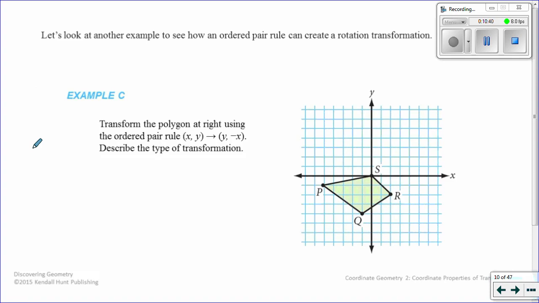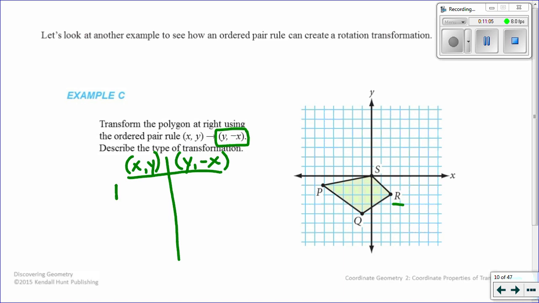So let's just take a look at one more. I'm going to transform using this rule. This one's a little bit different. So I have (x, y), and then I have (y, -x). So what is happening here? It looks like my values are switching places. So let's start with R. If R is at (2, -2), what do I want to do with them? I want to switch them around, okay? So if I switch them around, it's going to be (-2, 2).